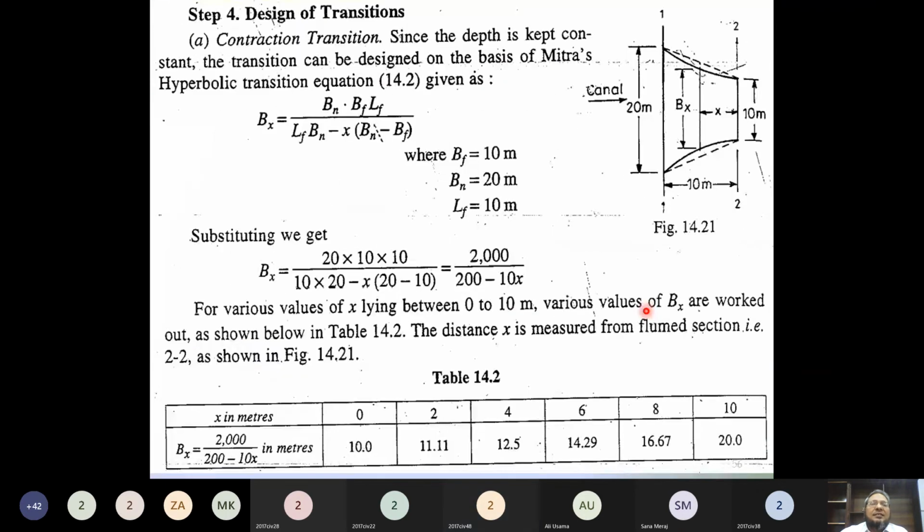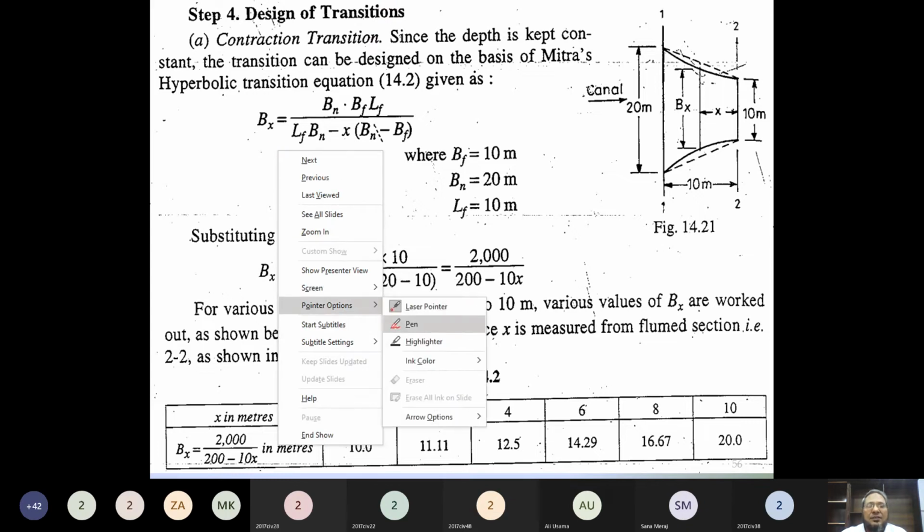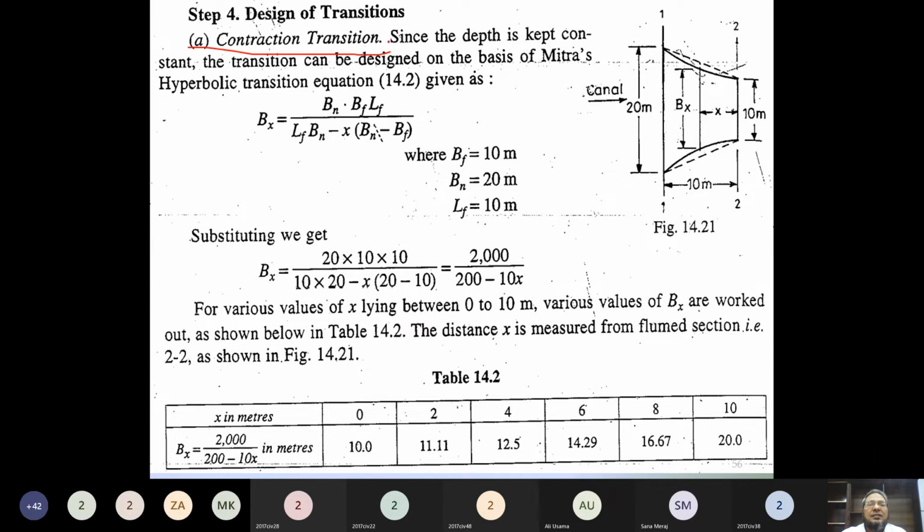What is the next? Next is the design of transitions, and that we have to design by using this equation, which is the Mitra equation, and we know the Bf value is 10 meter. Bn, the bottom width of the channel, was 20 meter. Length of the transition, first we are designing the contraction transition, so this is the contraction transition. Its length is 10 meter, which we have already computed.